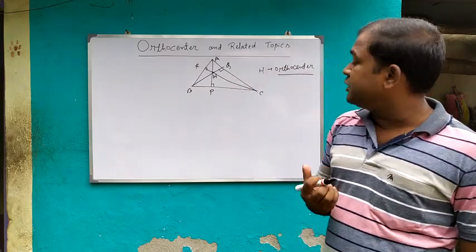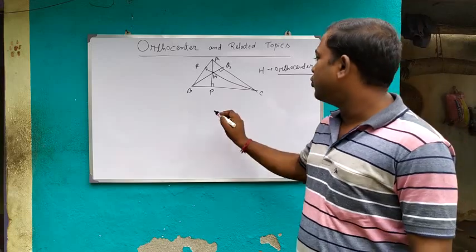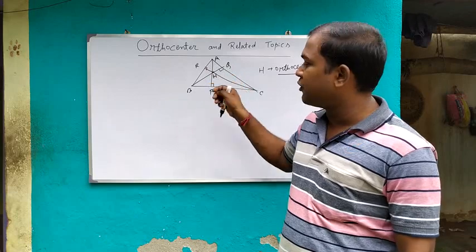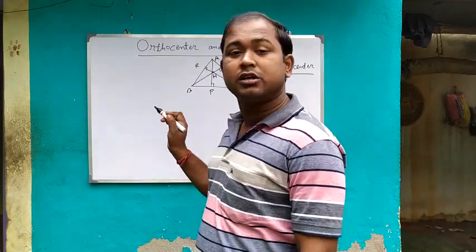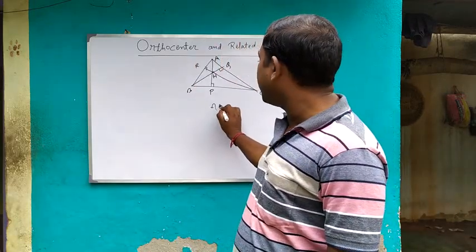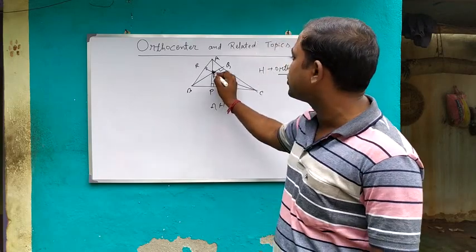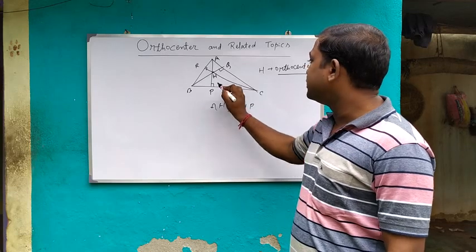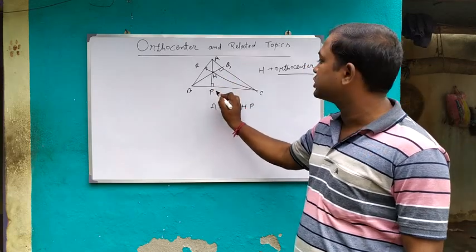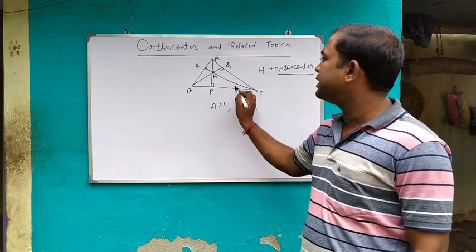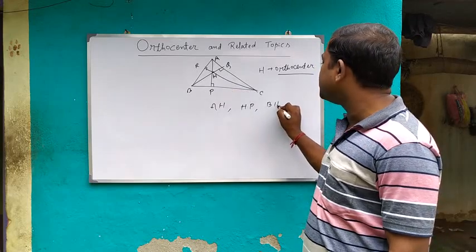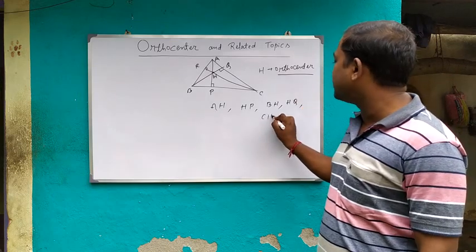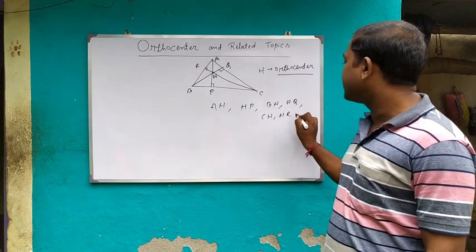Now, what is our purpose? We want to find the distance of the orthocenter from the vertices and from the sides. That is our first aim. We want to find AH, that is the distance of the orthocenter from vertex A. We want to find the value of HP, the perpendicular distance of the orthocenter from the side BC. We want to find BH, and we want to find HQ. And similarly, we want to find CH and HR.